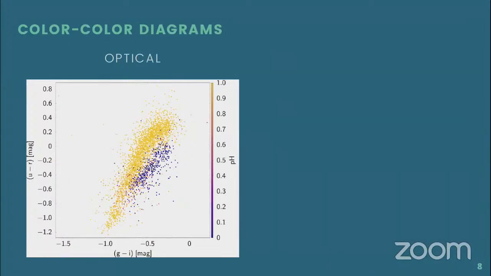Here I present the color diagram, in which I put the G minus I color, which is sensitive to temperature, and the U minus R color, which is sensitive to the separation between DA and non-DA stars. Here I colored them by the probability of being DAs, with this being the DA sequence and this being the non-DA sequence.